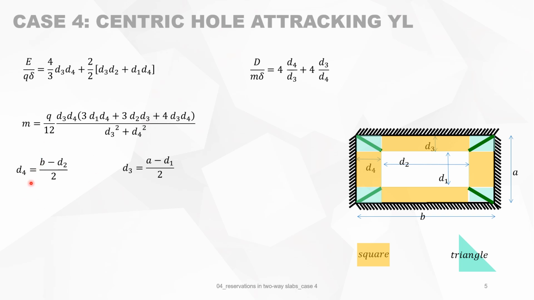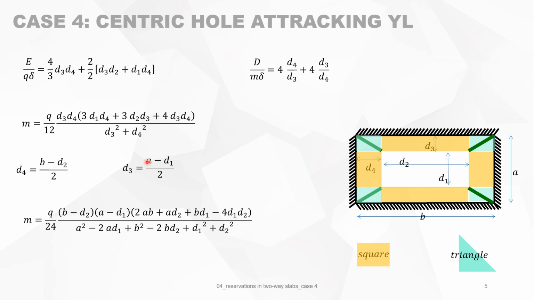We know now that d4 is a function of d1 and d2 because it's a centric hole. Now we lose 2 parameters by that. And this is the bending moment of a centric hole attracting the yield lines. When I say that, you must be very careful, because if d3 gets very small, it's not realistic to suppose that the yield line is going this way. So you must be careful when you use this, that you still need a mechanism that the different slab elements can rotate about.